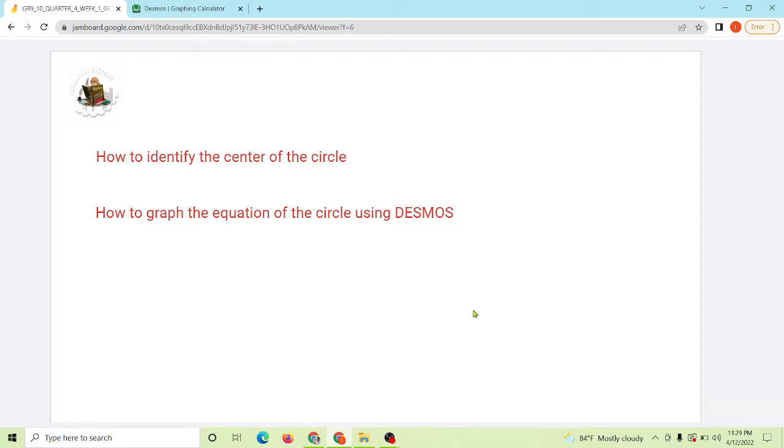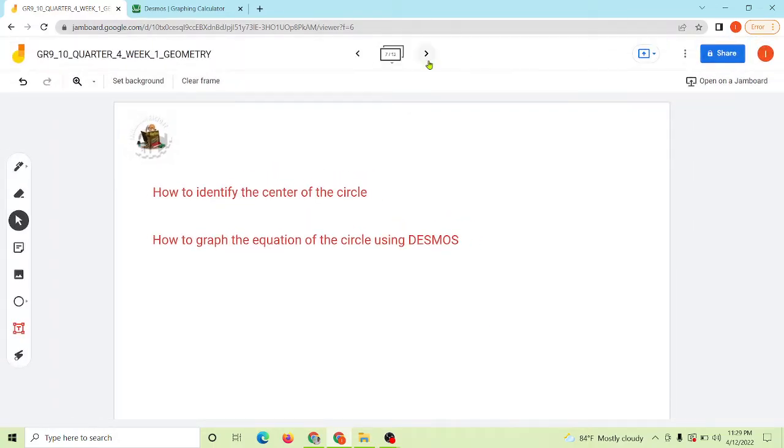So my promise to you is very simple. At the end of this lesson, you are going to know how to identify the center of the circle and also know how to graph the equation of a circle using Desmos. All right, the graphing utility to do these type of things.